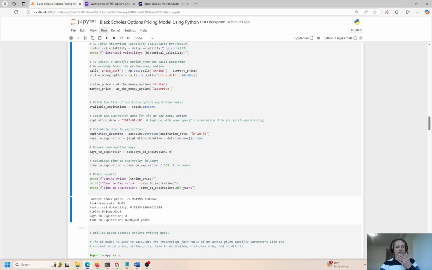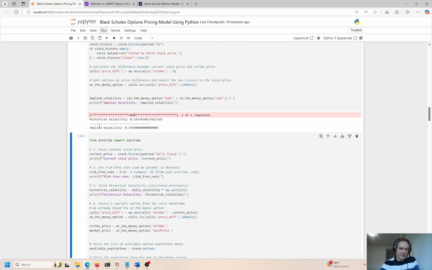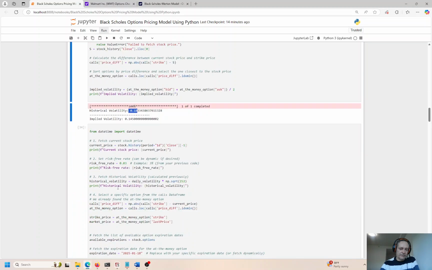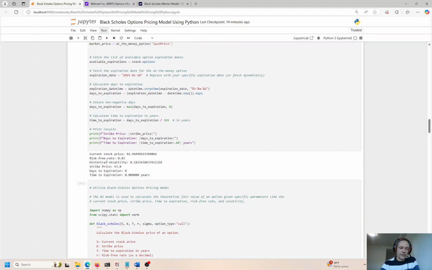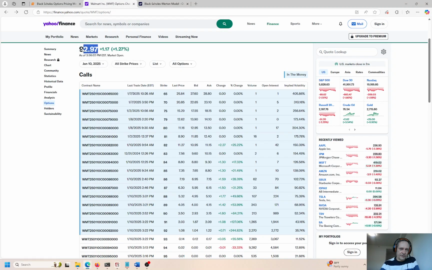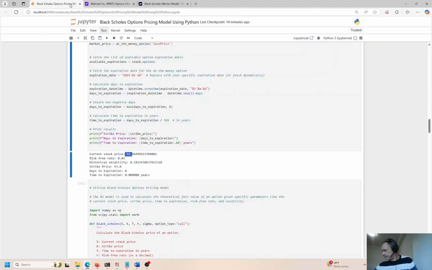Okay, so because the option is expiring literally in 1 minute, I have 3:59 on my clock here. So the days to expiration is 0 and the time to expiration is 0, right? Strike price, we know it's 93. Historical volatility is 0.18. We got that from over here. And we know the risk-free rate is 0.03 and the current stock price is 92.96, right? If we go there, it's coming in right from there. So pretty nice. Everything is dynamic, updated in real time.